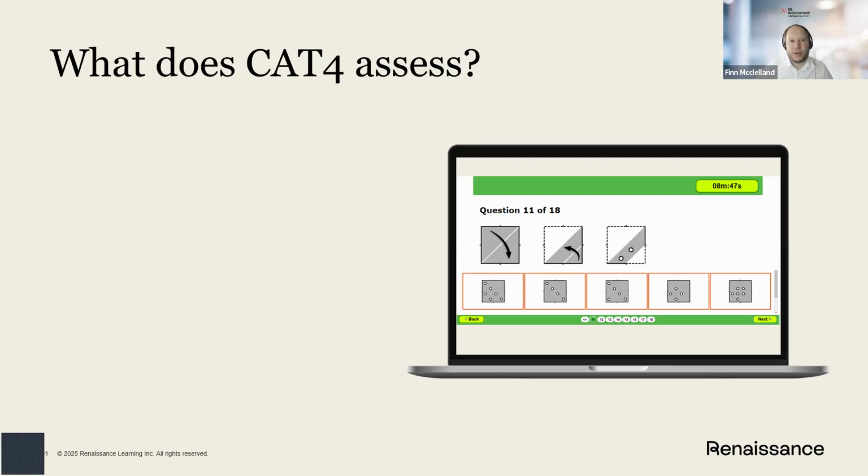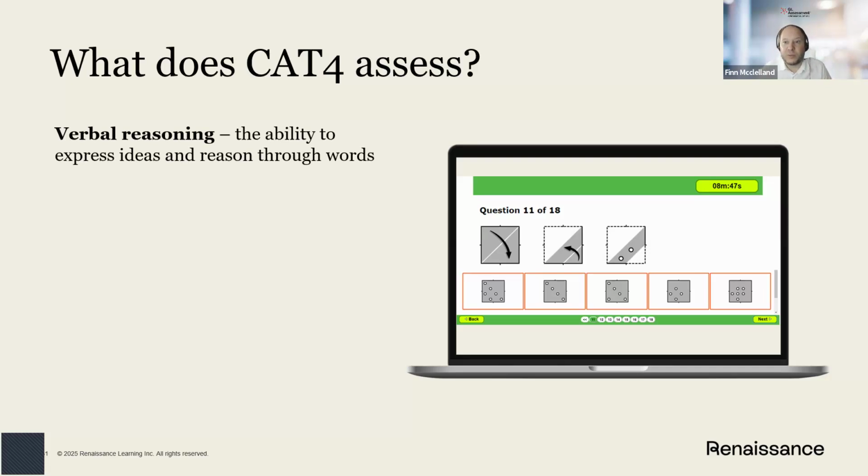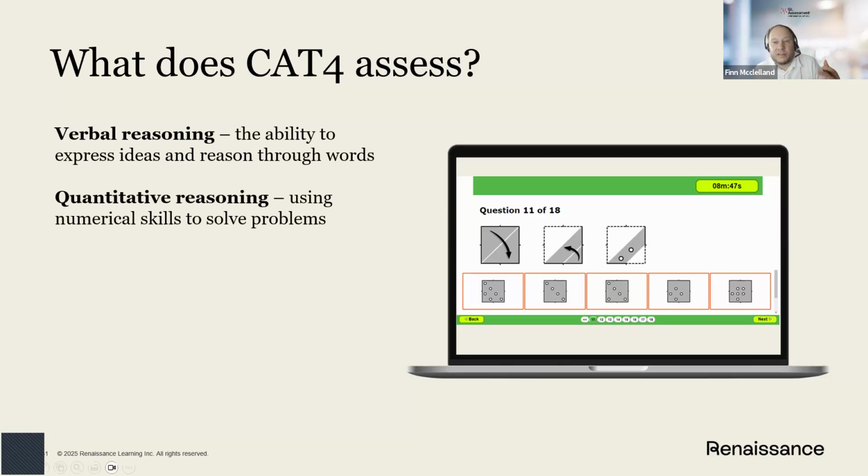Now, for those unfamiliar with CAT4, the cognitive ability test is a curriculum neutral assessment of the 4 main types of reasoning ability which are known to make a difference to learning and achievement. So these are verbal reasoning, which assesses a student's ability to express ideas and reasoning through words, obviously vital for managing language-heavy subjects. Quantitative reasoning assesses a student's ability to use numerical skills to solve problems, and this obviously provides a clear illustration of a student's potential in mathematics. But the skills obviously apply well beyond just maths.